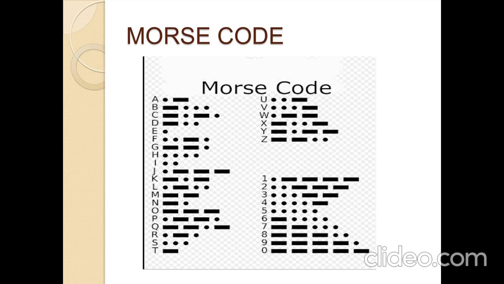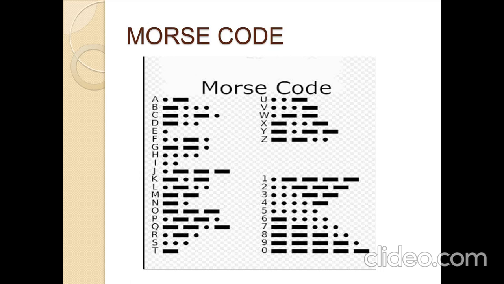1 did da. 2 did da. 3 did da. 4 did da. 5 did. From 6 it is opposite. 6 da did. 7 da did. 8 da did. 9 da did. For 0, da.